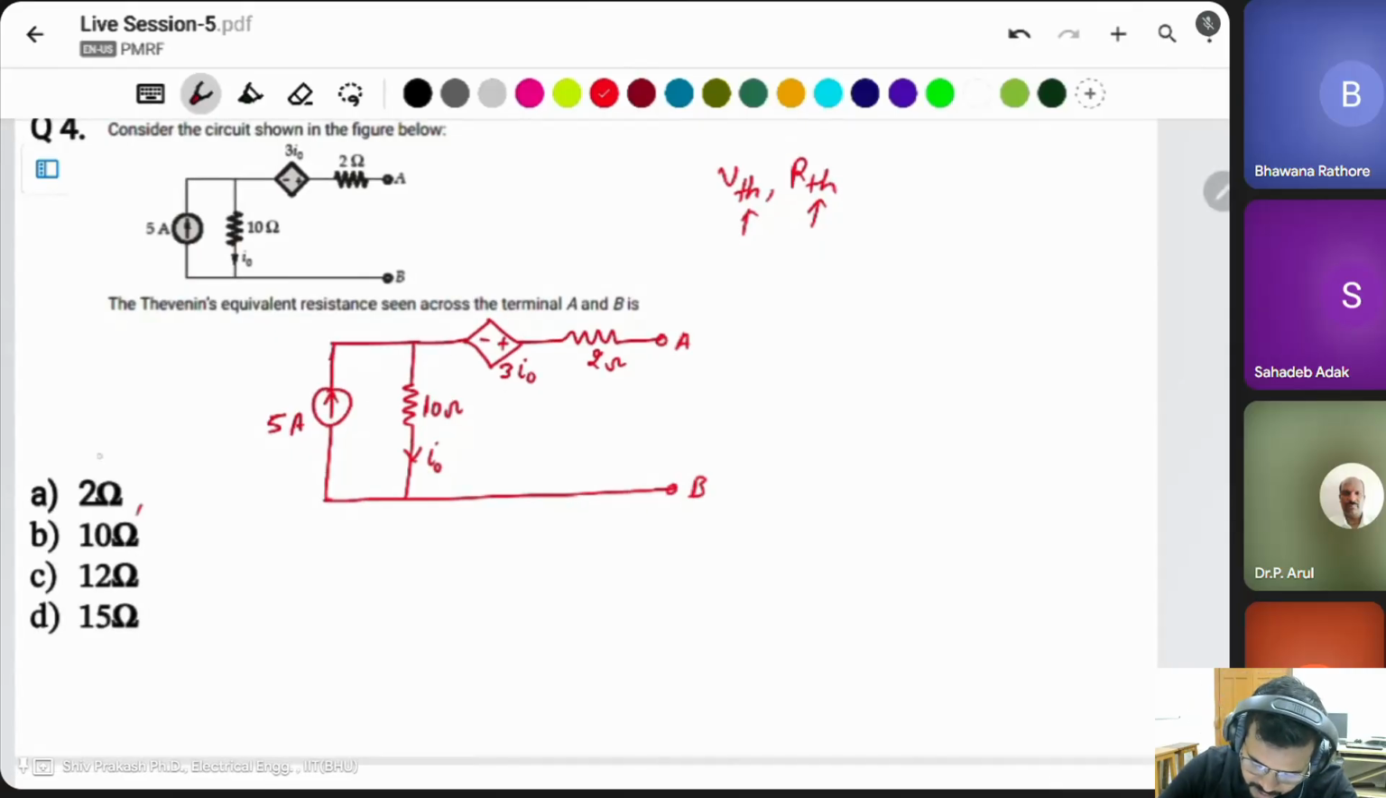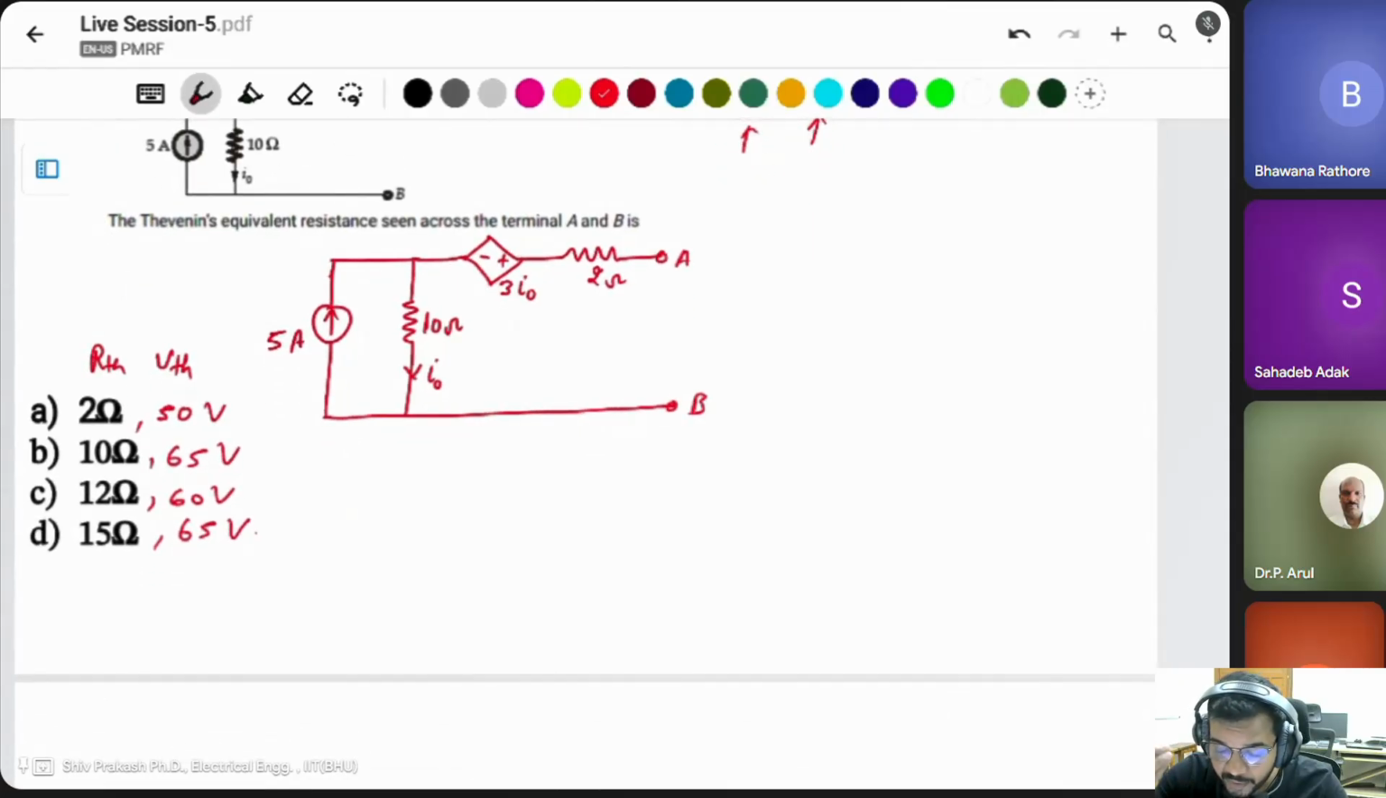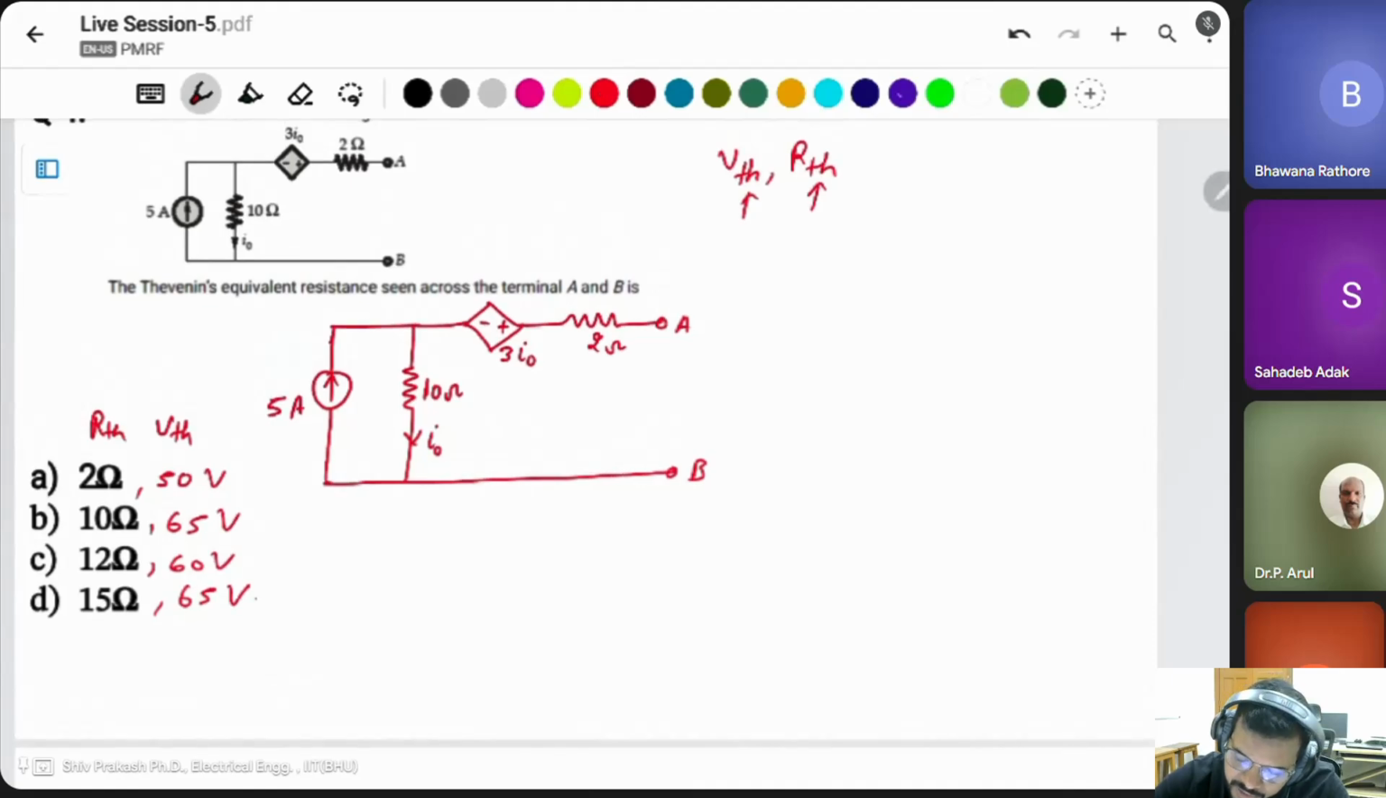For the same question, I can write the RTH and VTH both. Suppose these are 50 volt, 65 volt, 60 volt, and 65 volt. How can you find these two? Simply, you know the VTH equation or the RTH. For finding the RTH, we have to find the equivalent of this by removing the voltage source and current source. For the current source, it will be open circuit, and for the voltage source, that terminal will be short circuited.